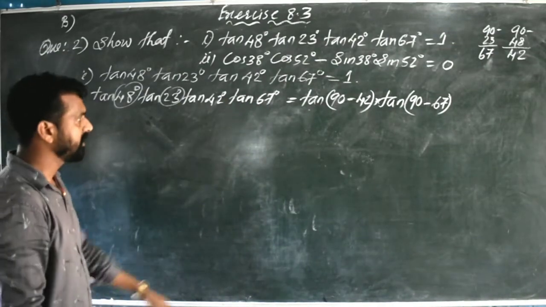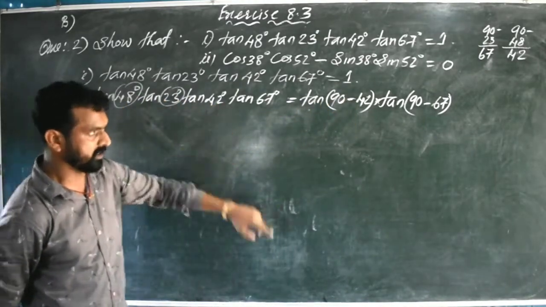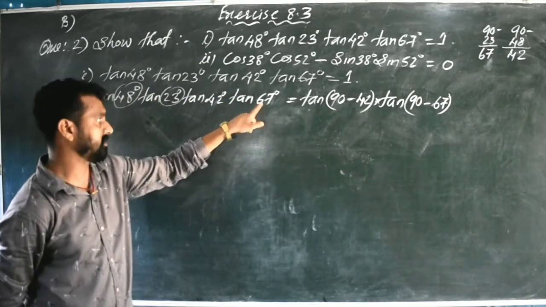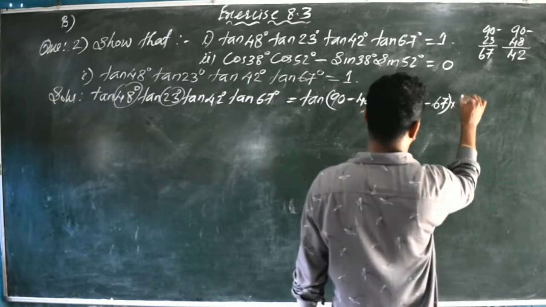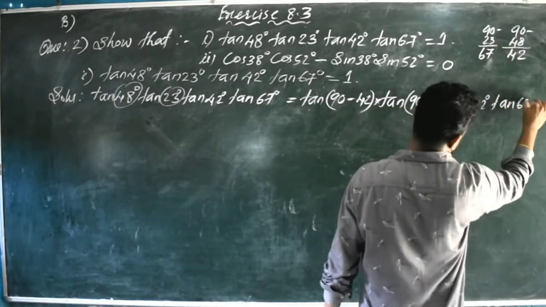Why? Because here we got tan (90 minus 42), so this one we will not change, and here we got 90 minus 67, so this one also we will not change, we will write as it is. So tan 42 × tan 67 we will write as it is, × tan 42 × tan 67.